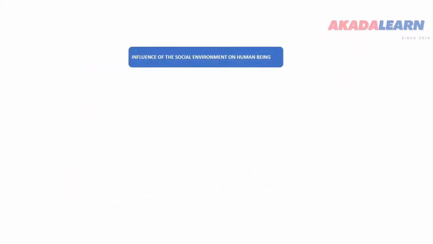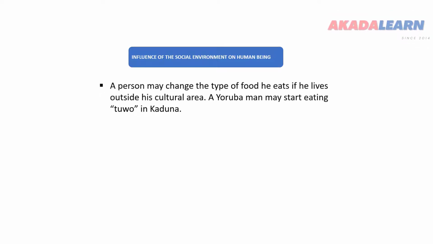Now, let's look at the influence of social environment on human being. Earlier, we've learned how the physical environment influences the human being. We said our environment always influences us, be it the social or the physical environment. Now, a person may change the type of food he eats if he lives outside his cultural area. For example, a Yoruba man may start eating tuwo in Kaduna State if he has to relocate there.